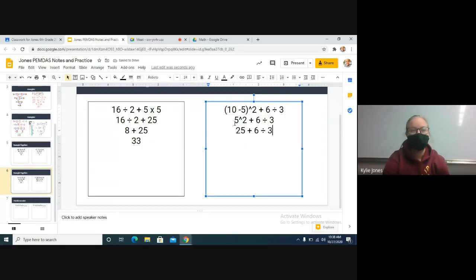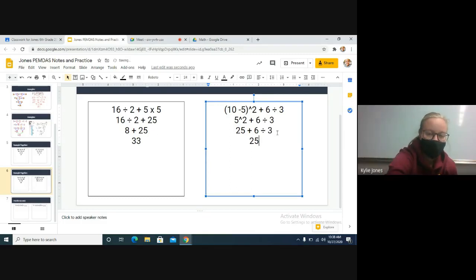Okay. Now, the most important part of this is remembering that 5 to the second power is 5 times 5. It's not 5 plus 5 or 5 plus 2 or 5 times 2, but 5 times 5. 5 multiplied together twice. Then we have our next thing that we need to do. Do I need to add or divide first? Got to divide first. Good.